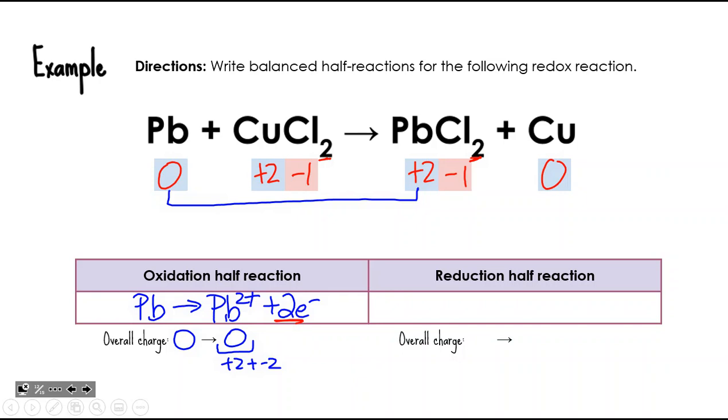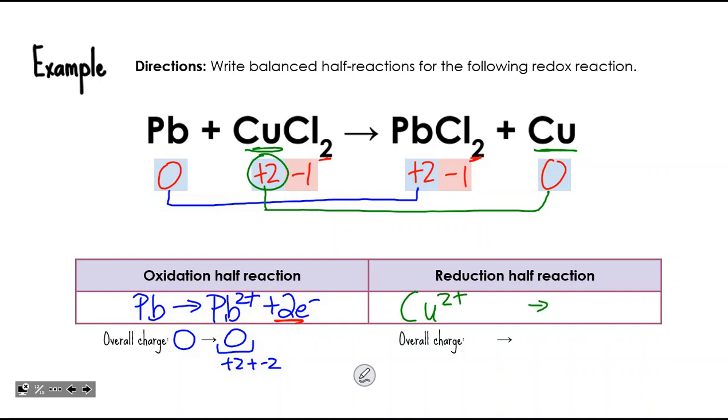Now let's look at the other one. We said chlorines are spectating, so copper is being reduced. So we're starting out with the copper in this compound with a +2. So we're going to write that out as Cu2+ right here. I'm going to leave a little space, and you're going to see why. And we're going over here to Cu.